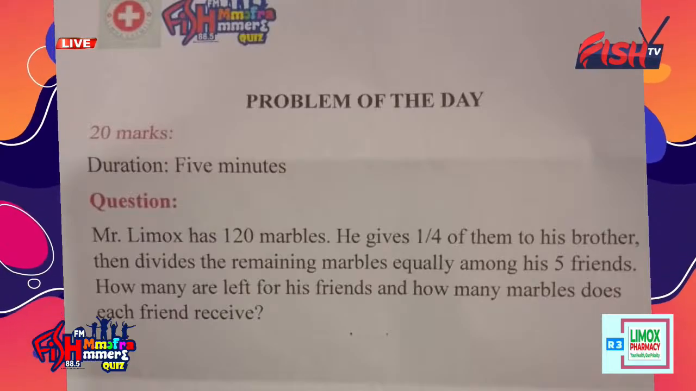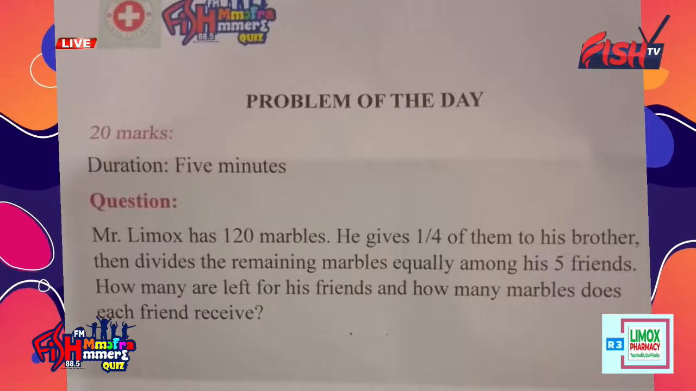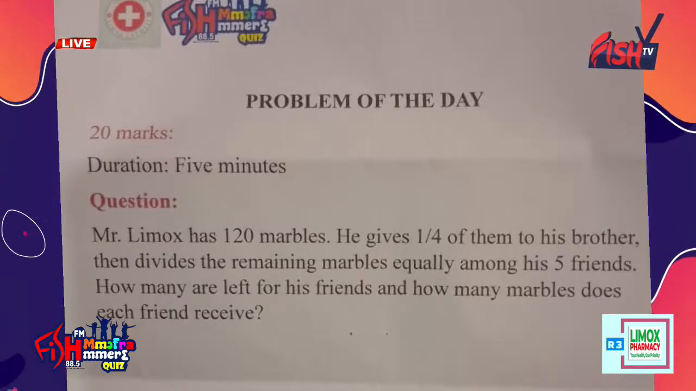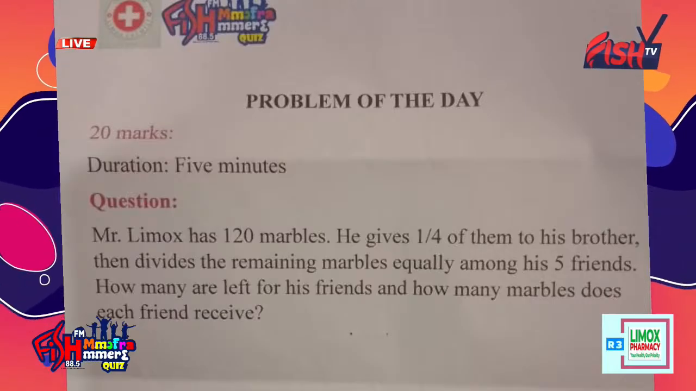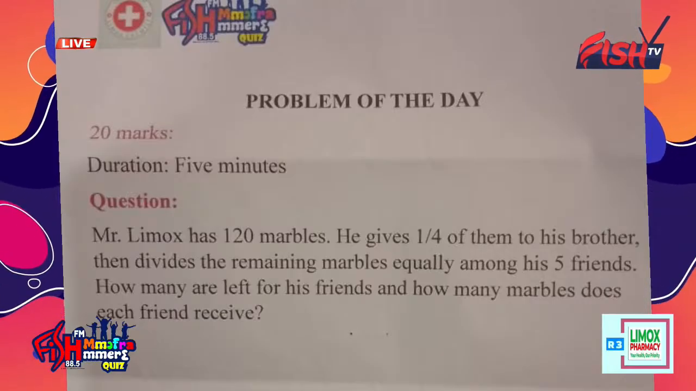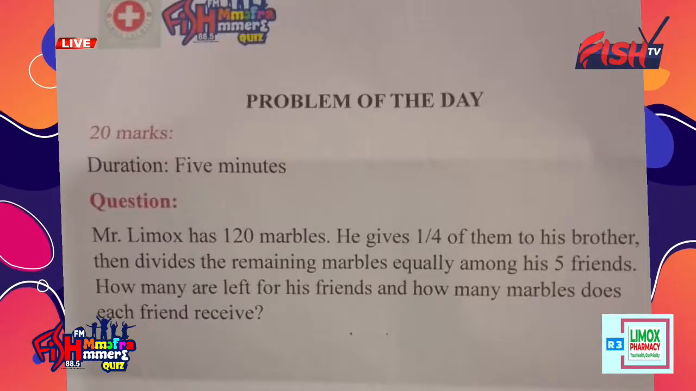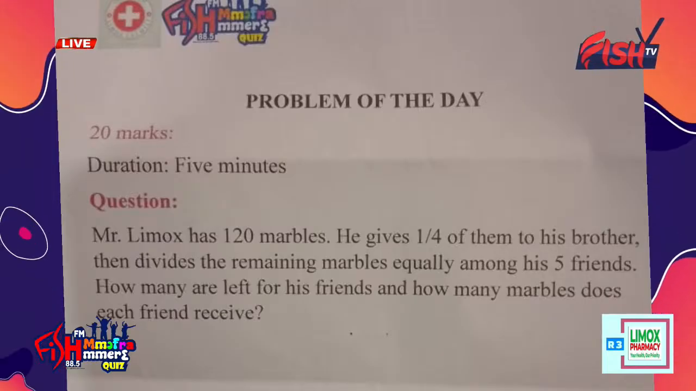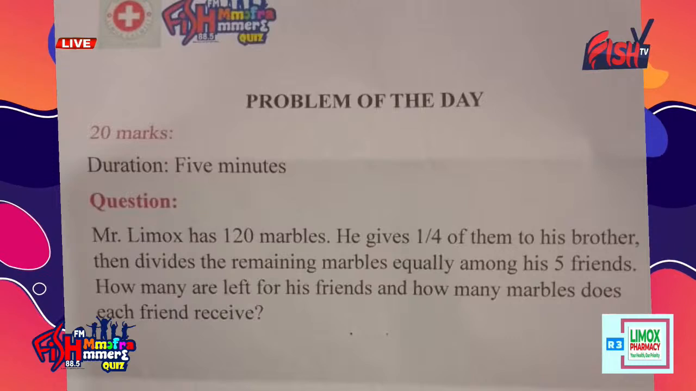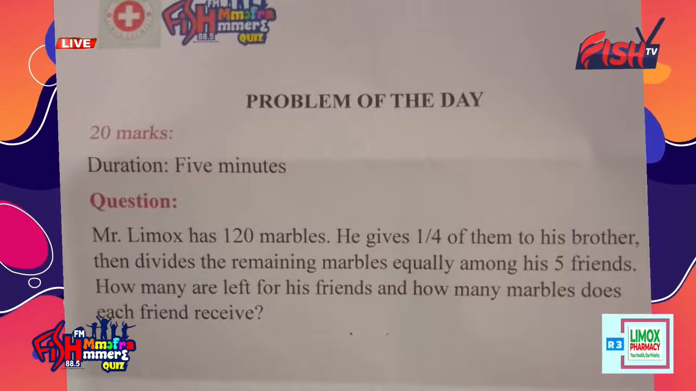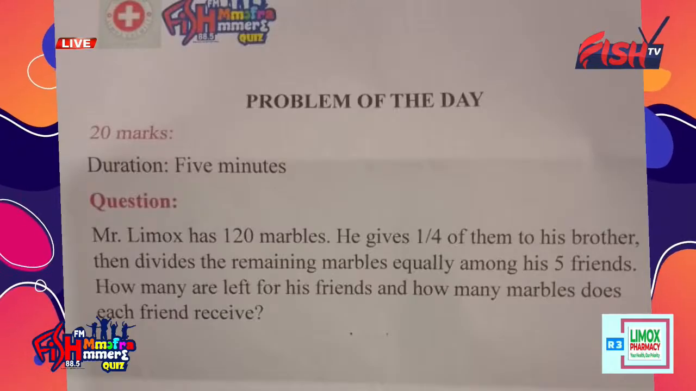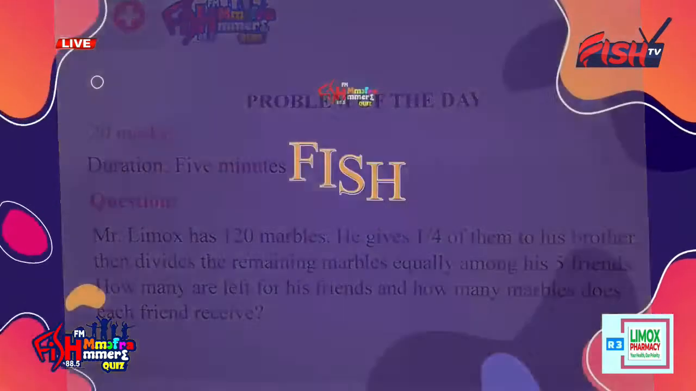So you are producing 2 answers, but all in all, you show calculation. You tell us how many are left after he gave out 1/4 of them. How many are left in total? And then you produce how many marbles does each friend receive. You produce that one too. So the next 5 minutes starts work. You start work as we wait patiently for you.